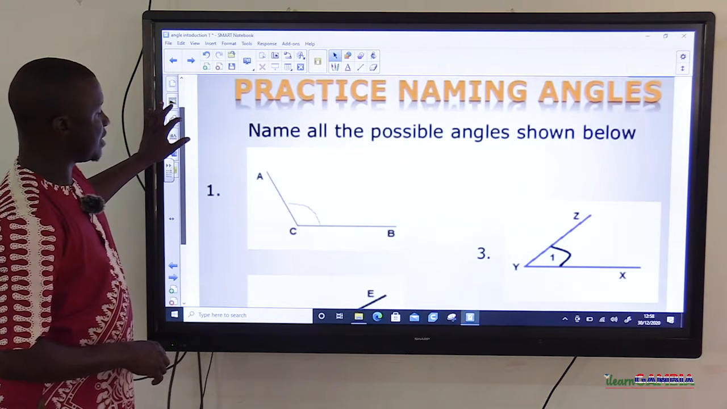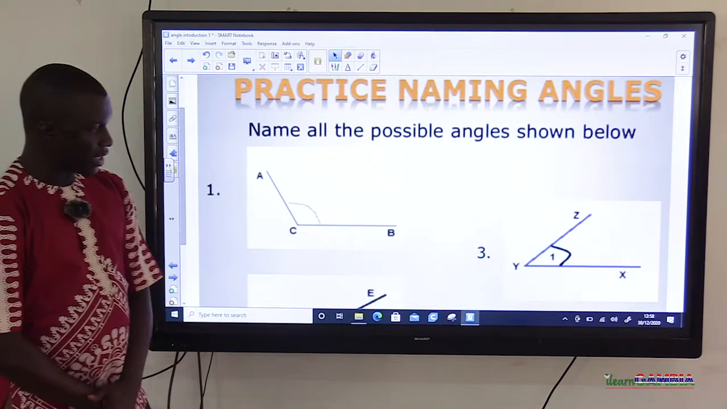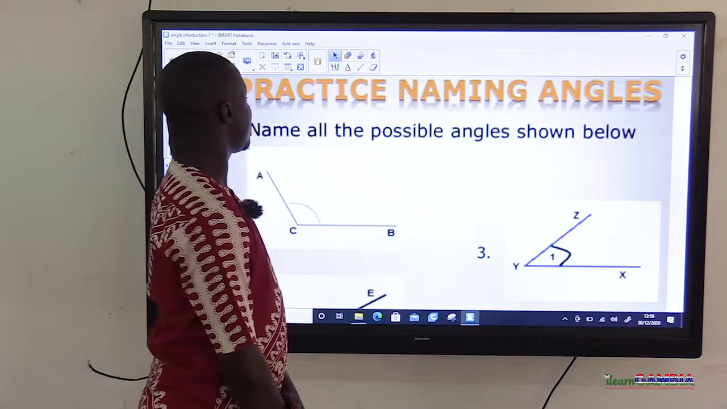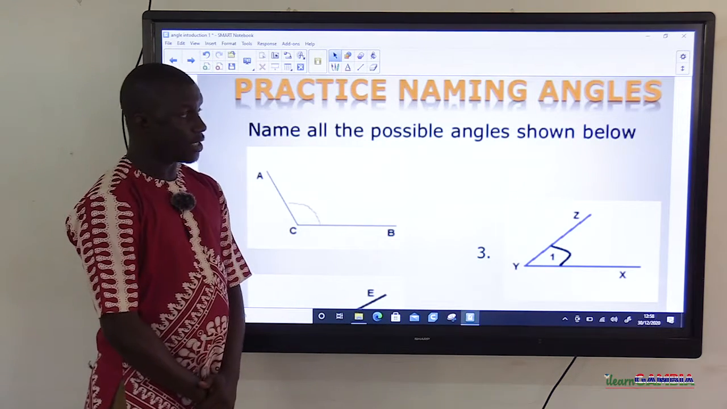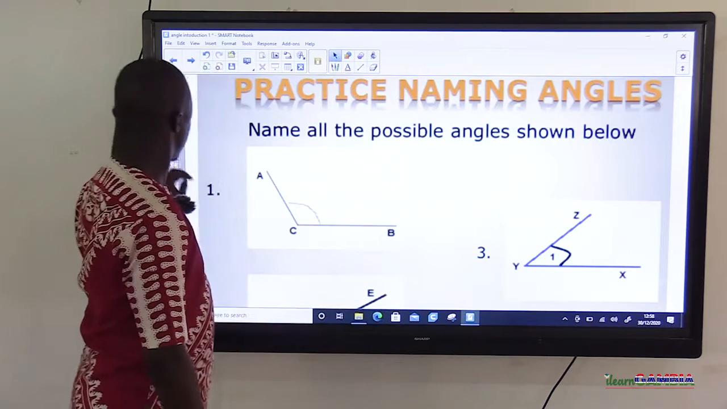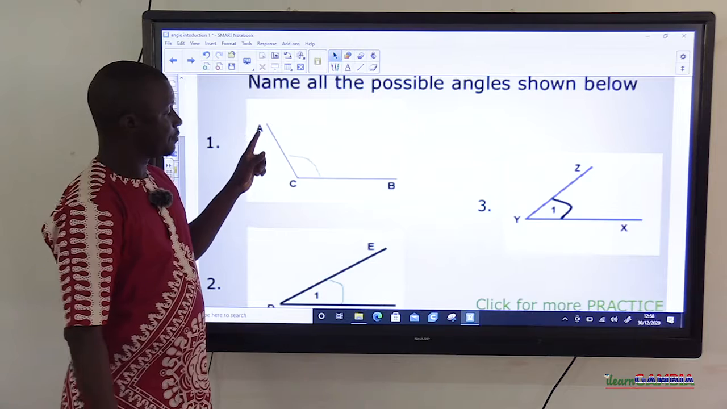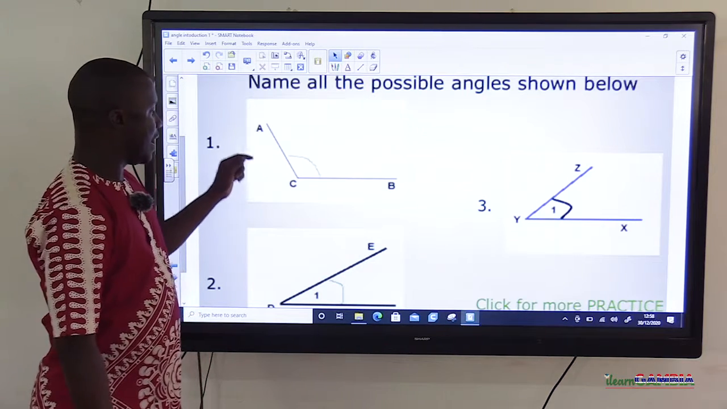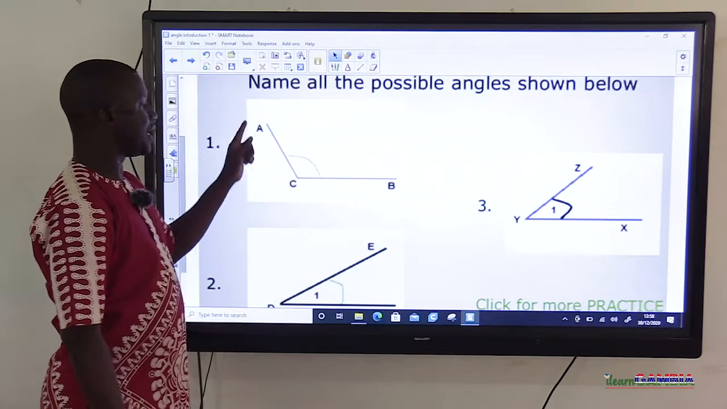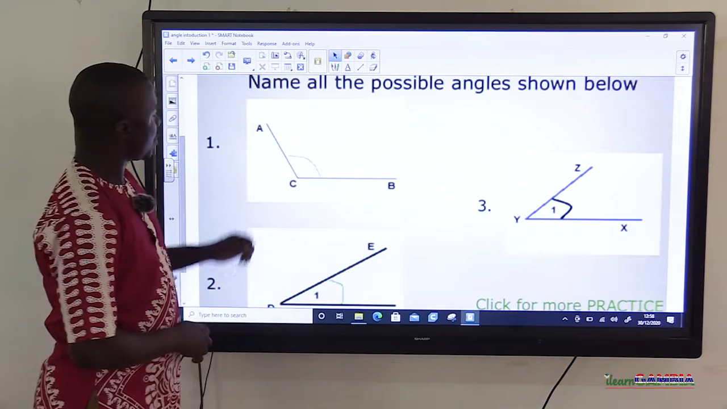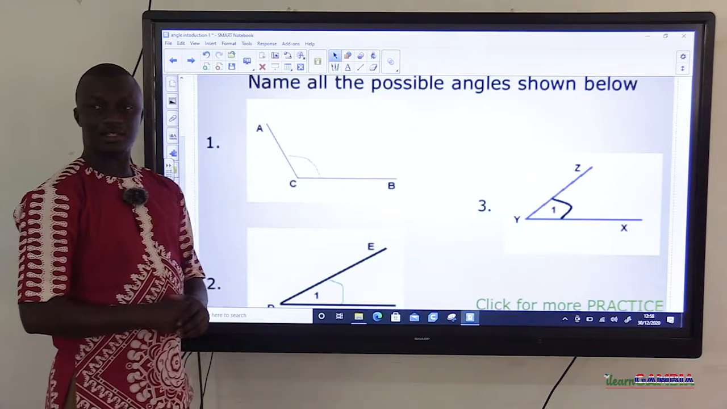We are to practice naming these angles here. We can use the various ways that we discussed to name these angles. Name all the possible angles shown in the diagram. We can name this angle by saying angle ACB, or angle BCA, or just write angle C, because that is where the vertex is.